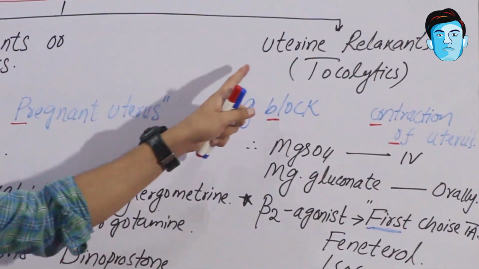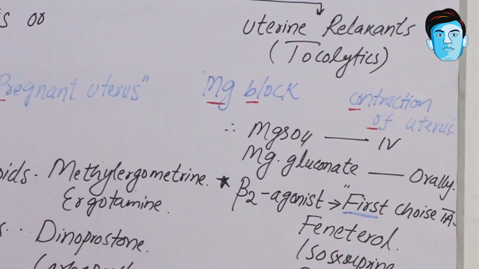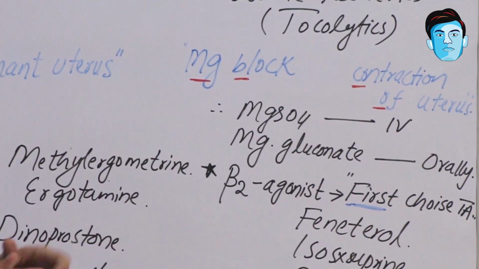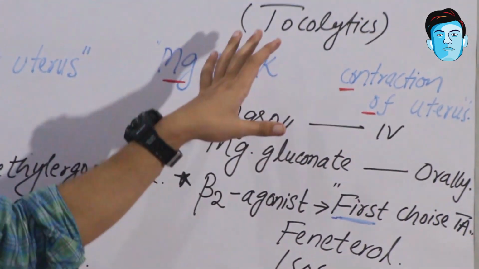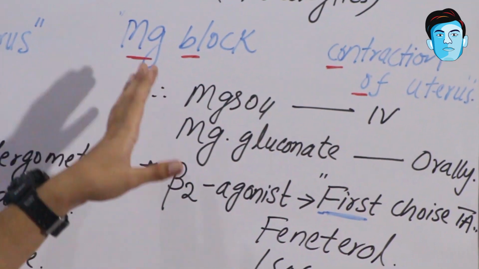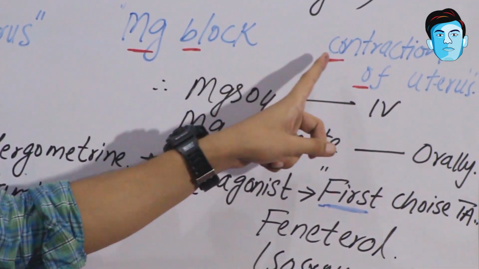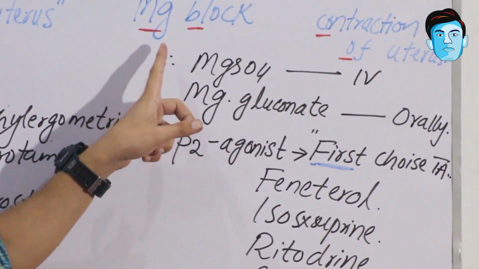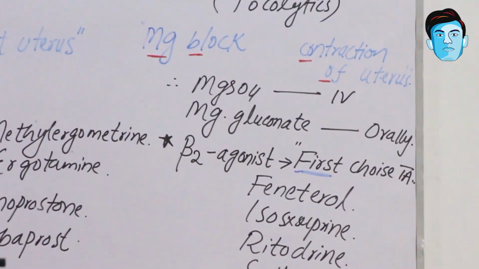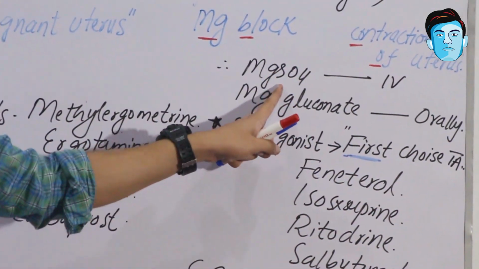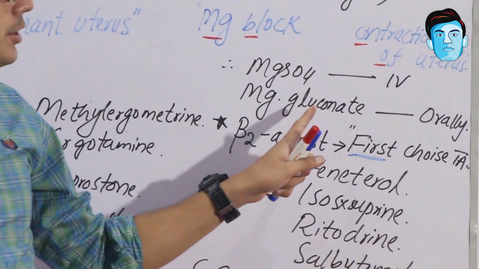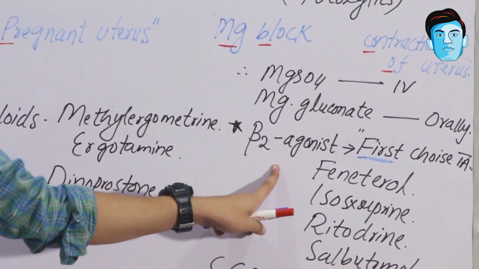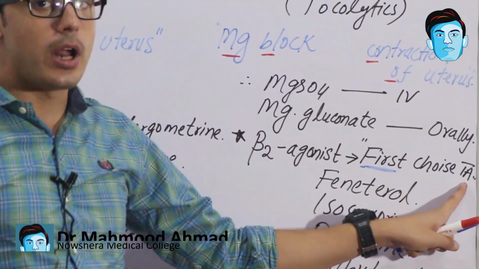Now let's talk about uterine relaxants. Uterine relaxants are also called tocolytics. In order to recall all the drugs that come under the class of tocolytics, we have a mnemonic: magnesium block contraction of uterus. Mg stands for magnesium sulfate and magnesium gluconate. Magnesium sulfate is given intravenously, and magnesium gluconate is given orally. B stands for beta 2 agonists. These are the first choice tocolytic agents.